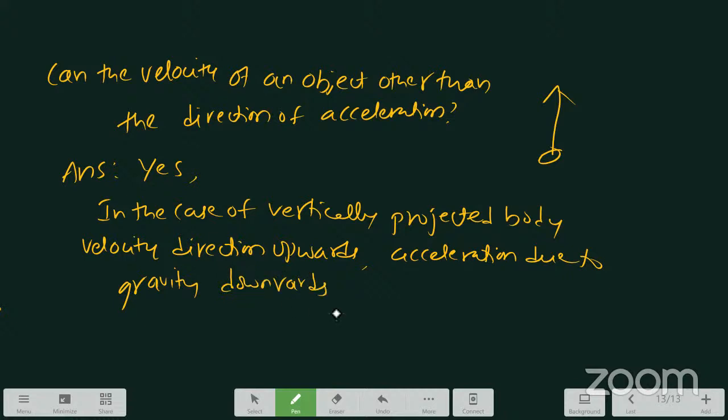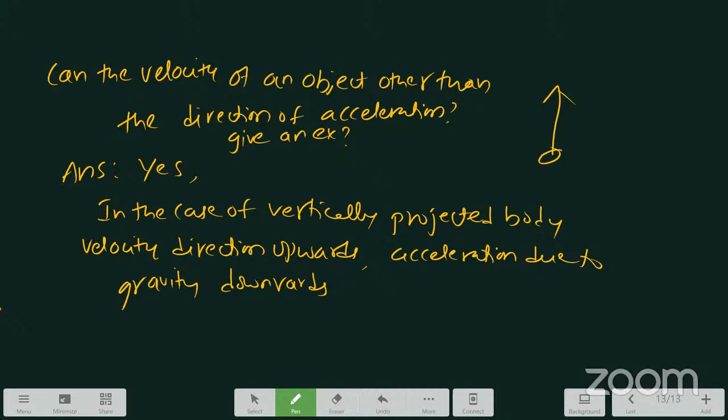One example is enough, student. Other than this one, the projectile case is there. Other than this one, the simple pendulum case. You write one example: velocity direction other than the direction of acceleration. They're asking to give an example. One example is enough. Yes, it is possible. In the case of a vertically projected body, velocity and acceleration are in opposite directions.